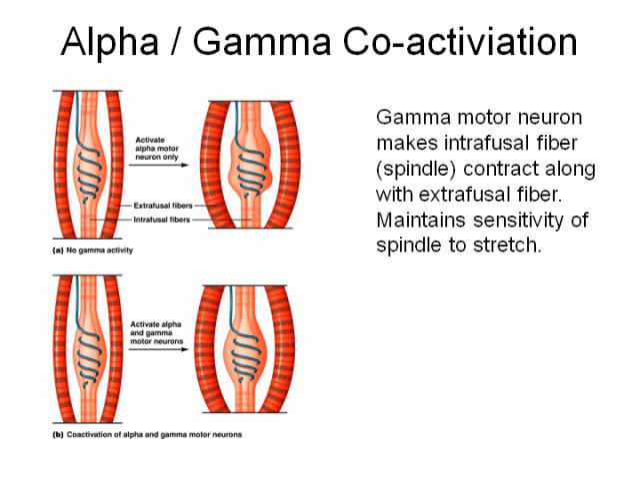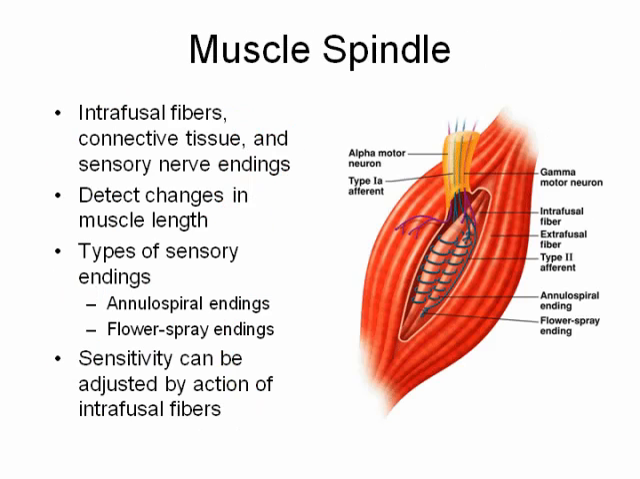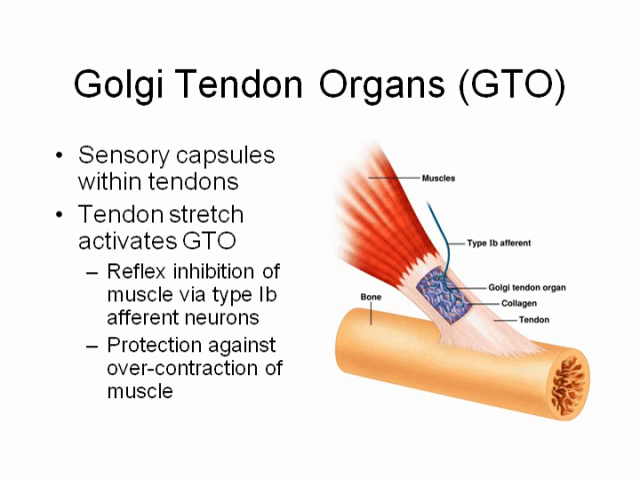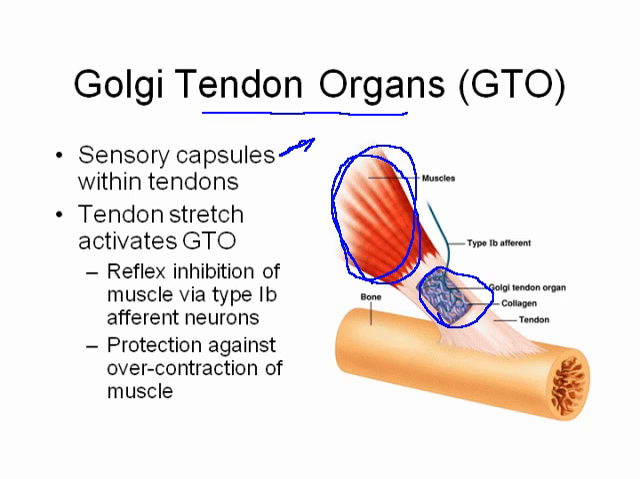Now, I mentioned at the outset about muscle spindles that they are important in terms of determining muscle stretch and helping to maintain the optimum length-tension relationship. They do not provide protection to the muscle from overcontraction. The Golgi tendon organ, however, does. The Golgi tendon organ, first of all, has sensory capsules that are within the tendon, hence the name tendon organ. And stretch of the tendon, which means, of course, contraction of the entire muscle, is going to stretch the tendon and activate the Golgi tendon organ.